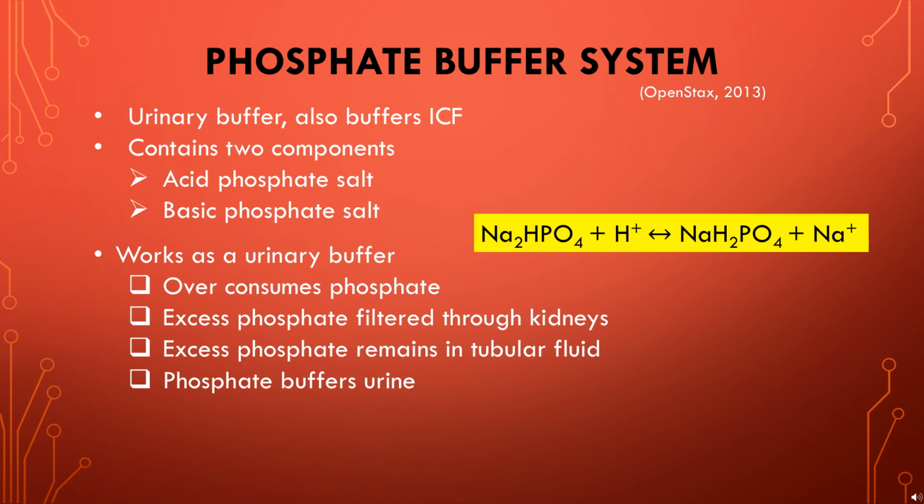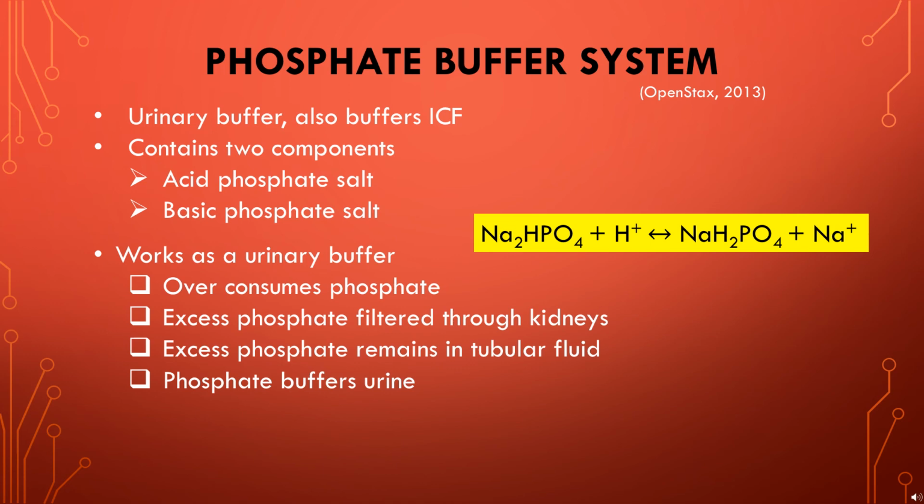The way this works begins with an overconsumption of phosphates. When we consume phosphate amounts that surpass the amount the body needs, our bodies start filtering the excess phosphate through the kidneys. The excess phosphate, having surpassed its renal threshold, cannot be reabsorbed back into the body, so as a result, it remains in the tubular fluid until it can be excreted. Once excreted, phosphate buffers urine as it forms simply by removing hydrogen ions secreted into the tubular fluid.